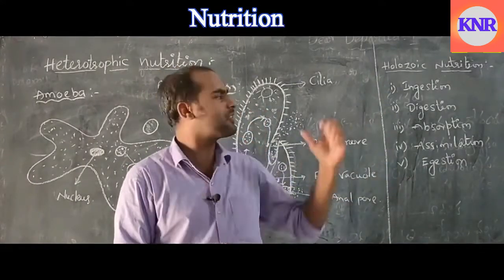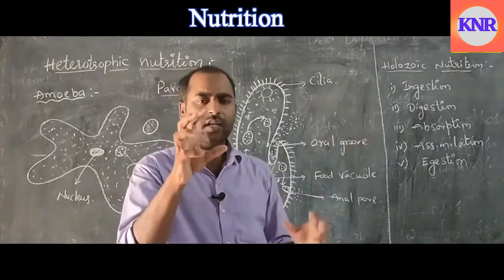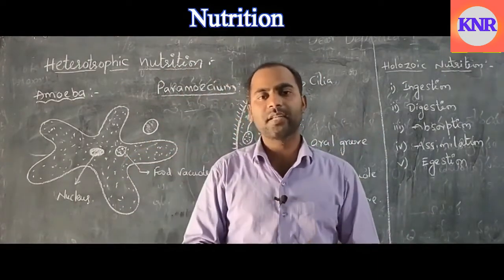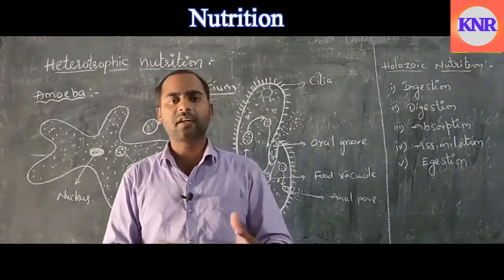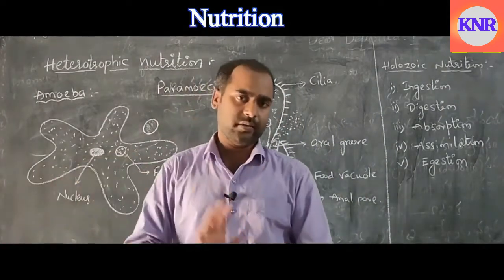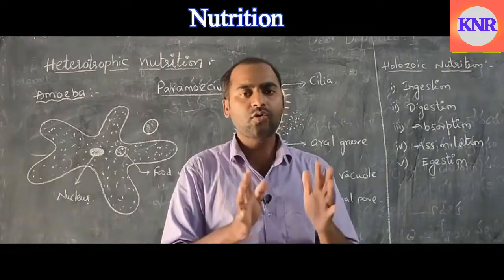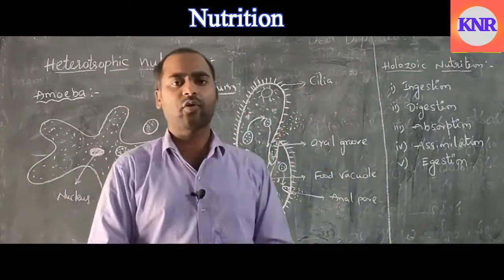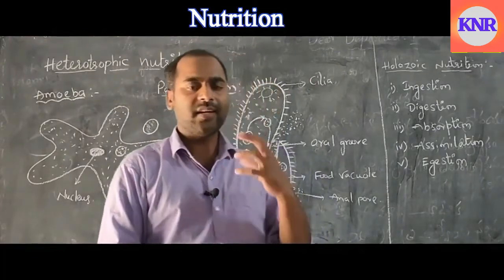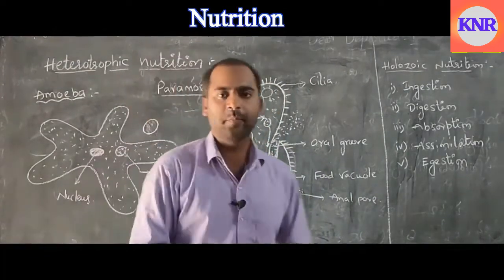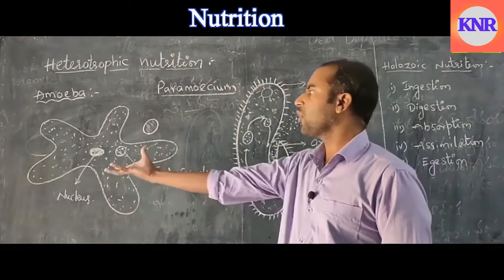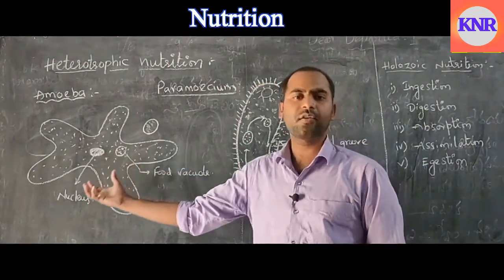So what is happening in this holozoic nutrition? The complete food is taken inside, then that is absorbed inside the body, and the waste material will be ejected outside. This is holozoic nutrition, the first mode of nutrition in heterotrophic nutrition. Let us see this type of nutrition in amoeba and paramoecium. Let us start from the simple organisms, simple unicellular organisms.